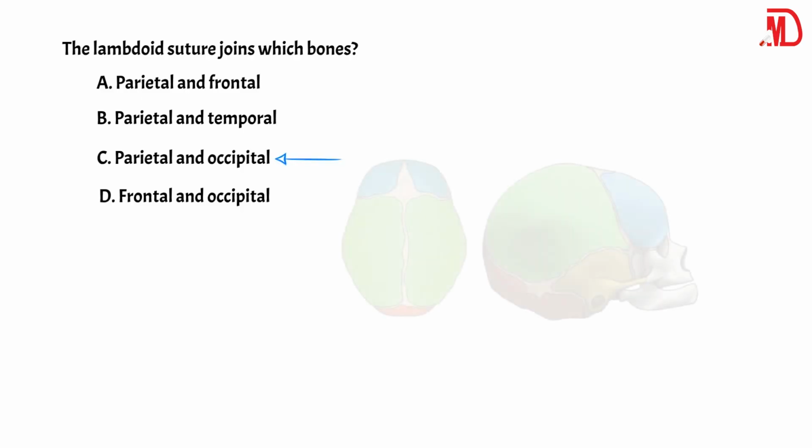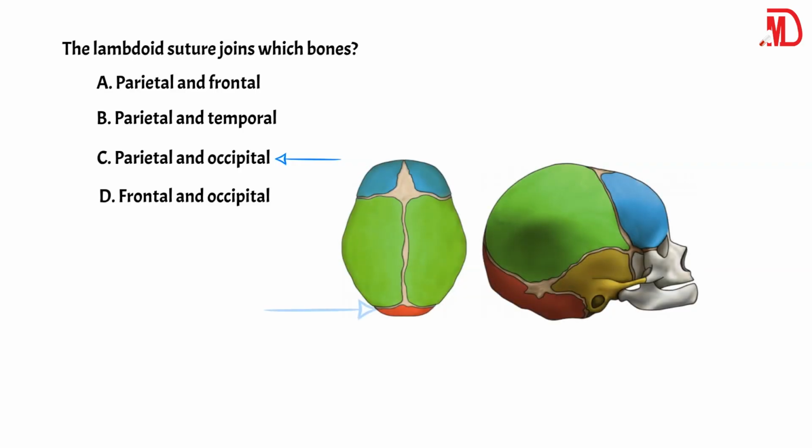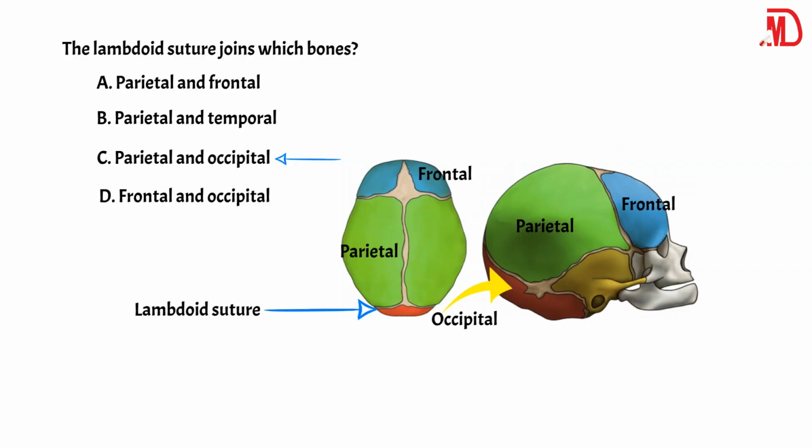The lambdoid suture is a dense fibrous joint located at the back of the skull, forming the connection between the two parietal bones and the occipital bone. It has a lambda shape, similar to the Greek letter lambda, from which it gets its name. A. Parietal and frontal is joined by the coronal suture. B. Parietal and temporal is joined by the squamous suture. D. Frontal and occipital does not directly articulate via a named suture.